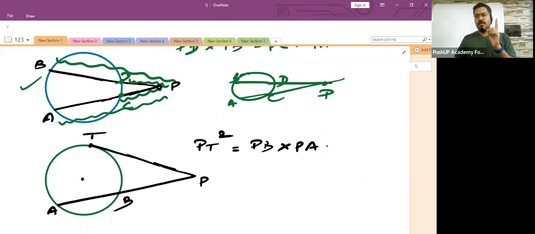So the first scenario was two chords intersecting each other inside the circle. Second scenario was two chords intersecting each other outside the circle. And the third scenario is a chord and a tangent intersecting outside the circle. In very simple language, you can express it this way.